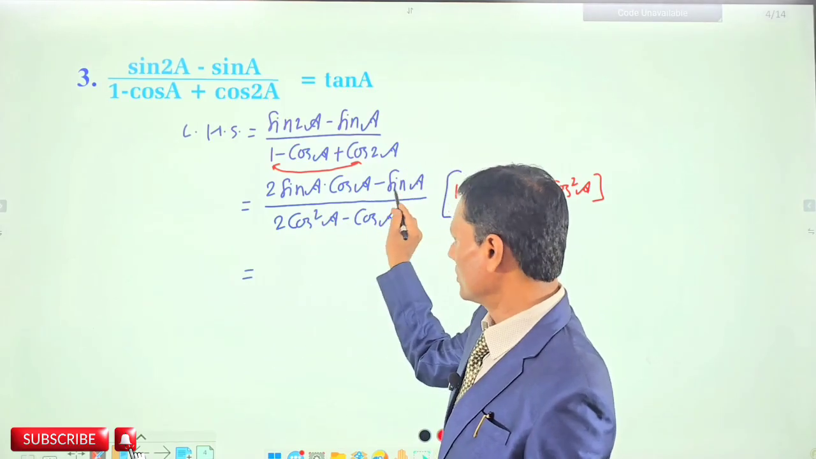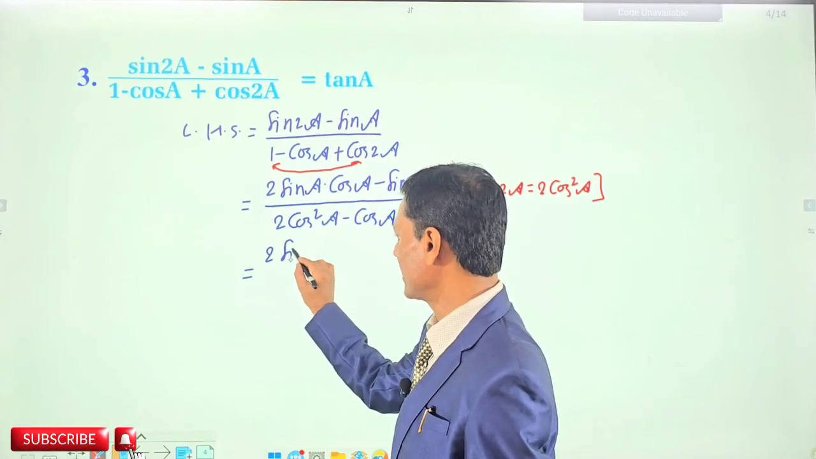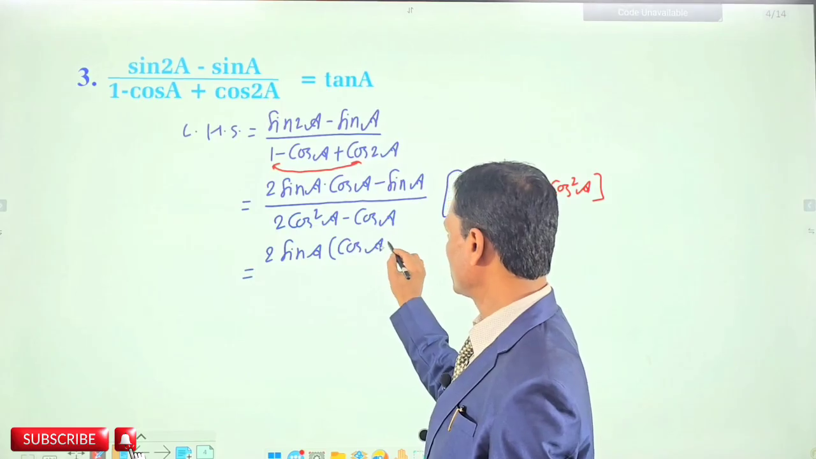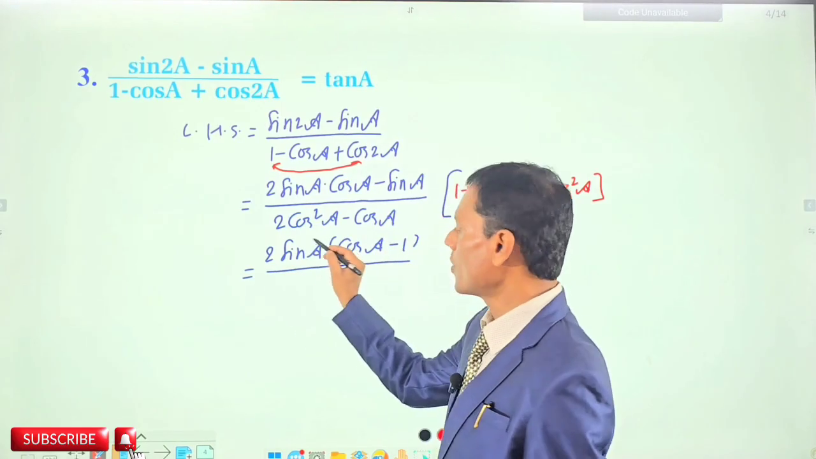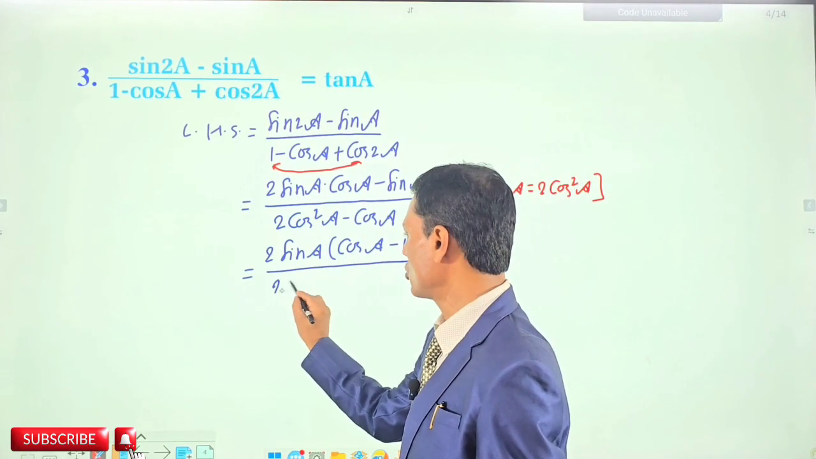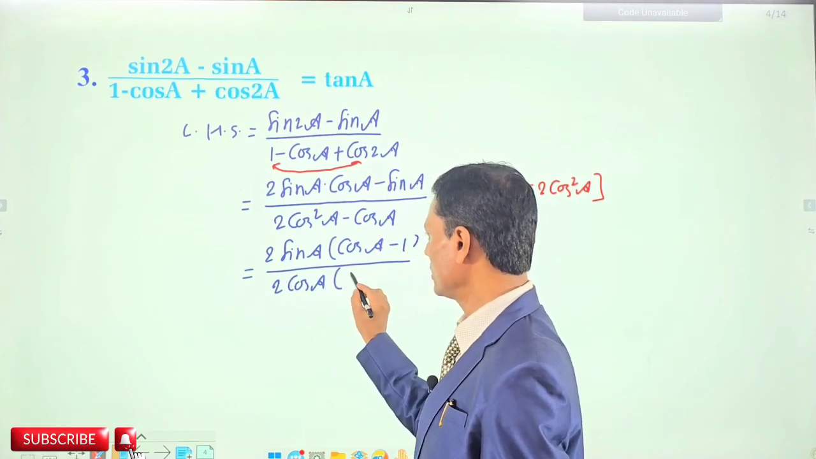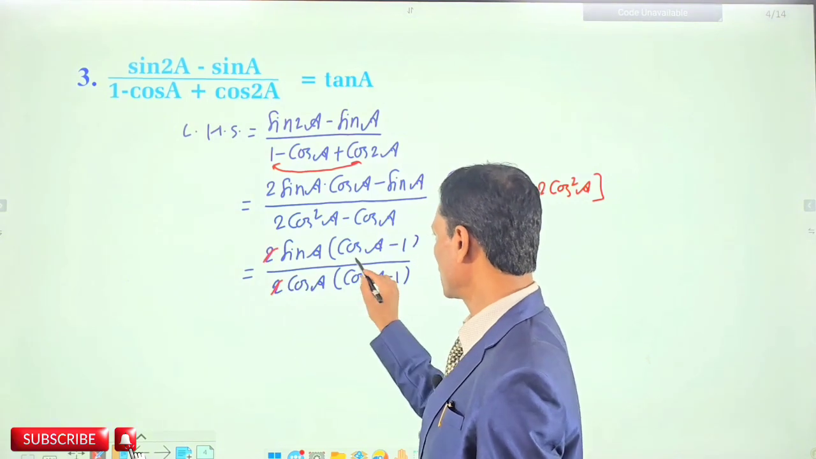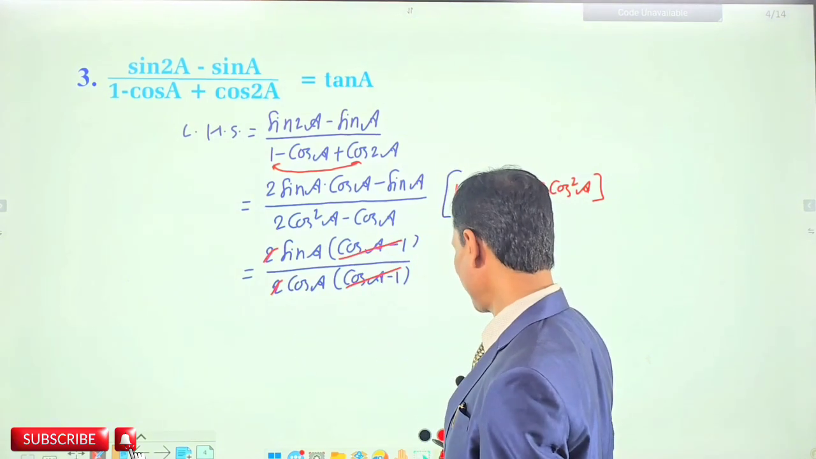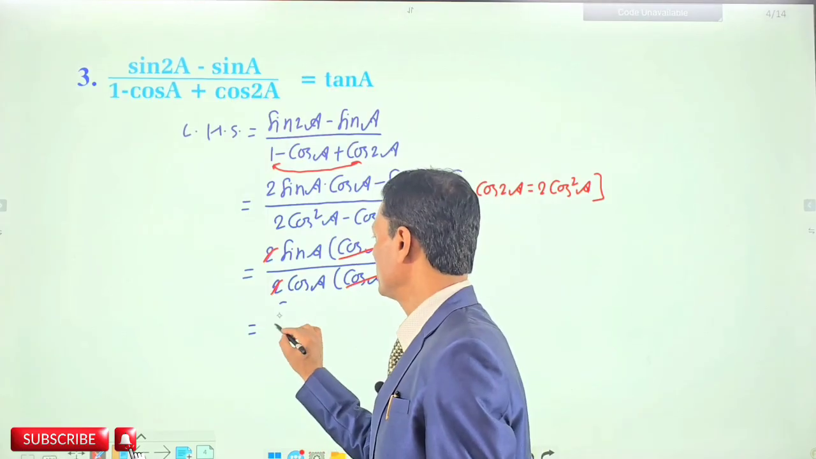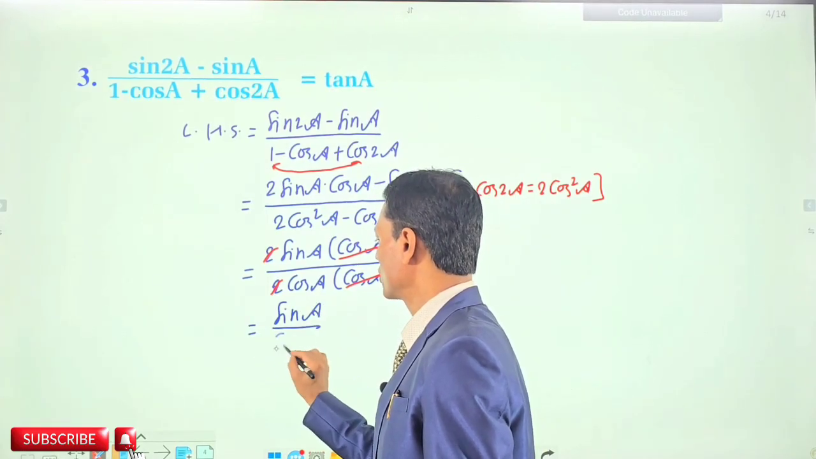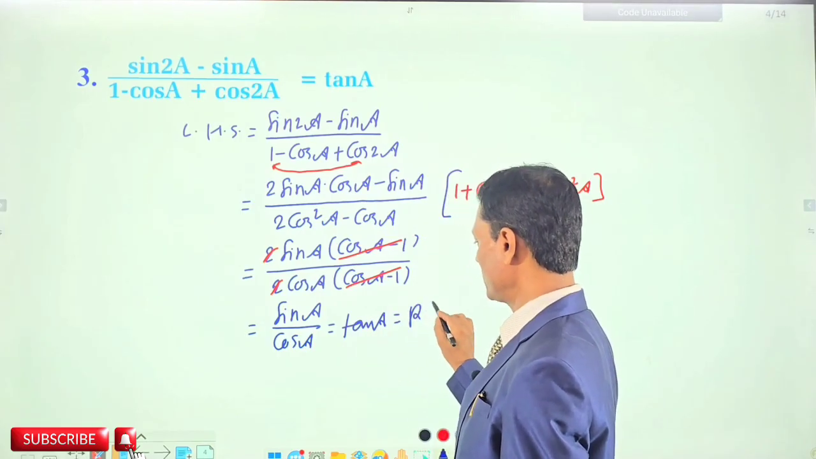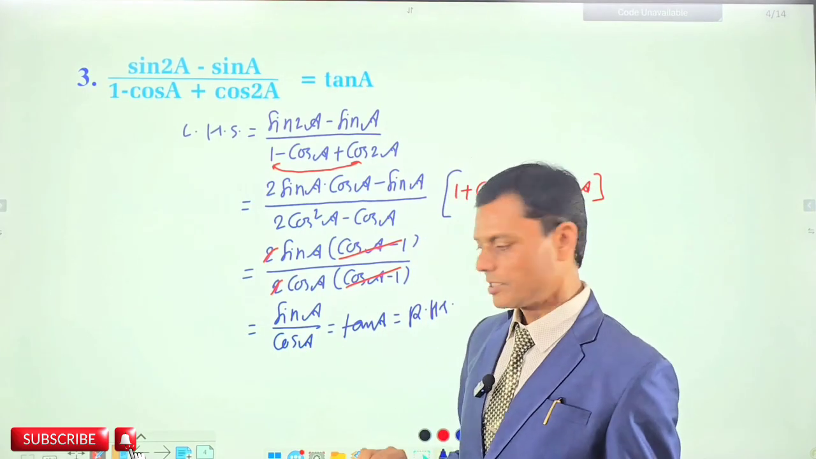After that, we have 2 sin a common, so we are going to take 2 sin a common, then we have here cos a minus 1. At the denominator as well, we are going to take 2 cos a common, then we have here cos a minus 1. Now 2 we can cancel, and cos a minus 1 can also be cancelled, and the remaining we have here sin a over cos a, that gives us tan a. That's equal to the right hand side.